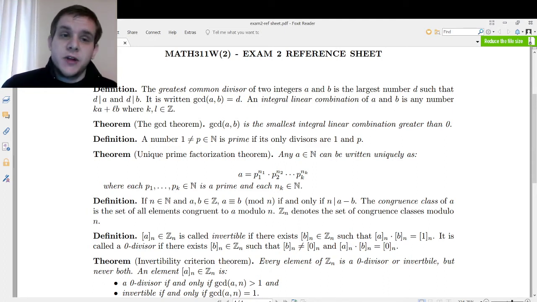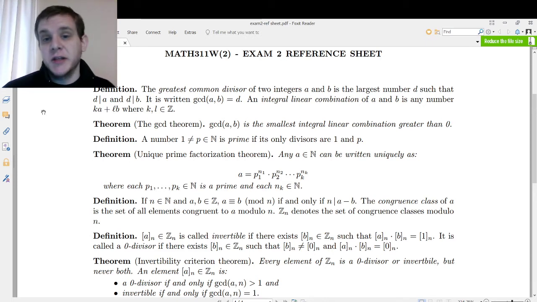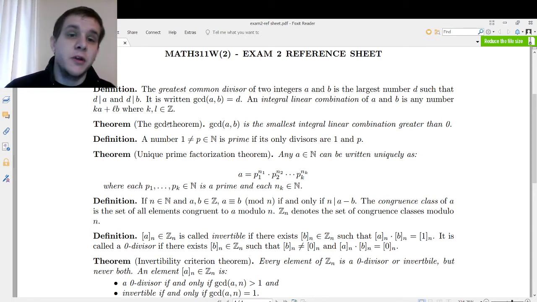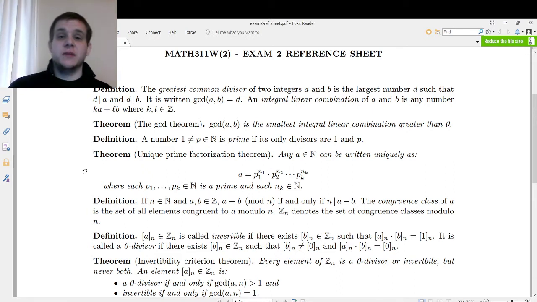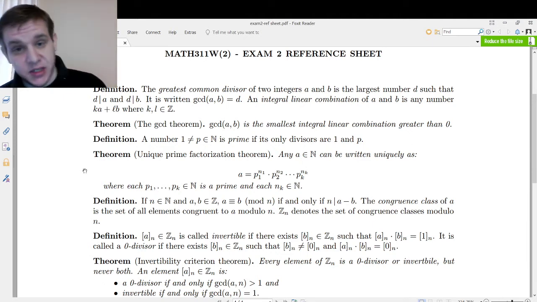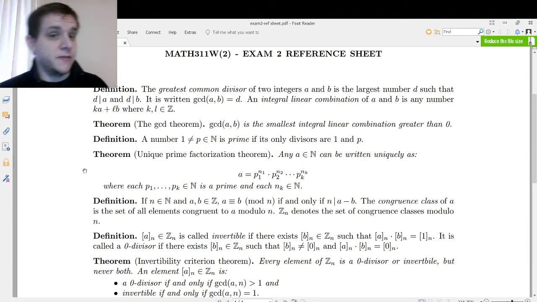So the exam covers all of Chapter 1, and Chapter 1 started with this definition of GCD. And really the main thing that we introduced this for, even though this GCD theorem is extremely useful, was to get to the unique prime factorization theorem. We needed all sorts of information about GCDs and divisibilities to be able to prove the unique prime factorization theorem.